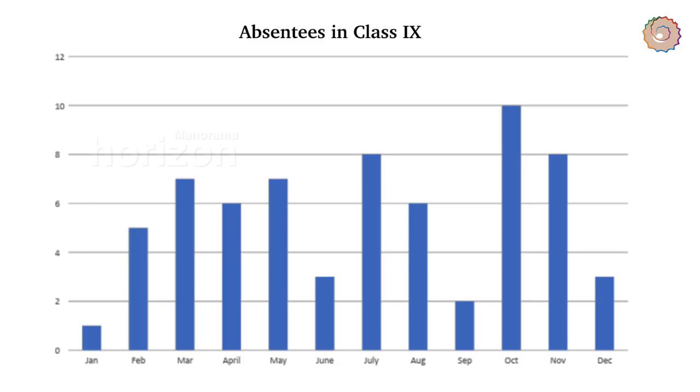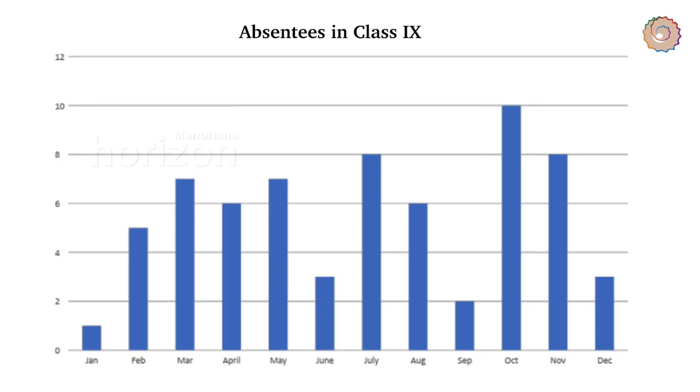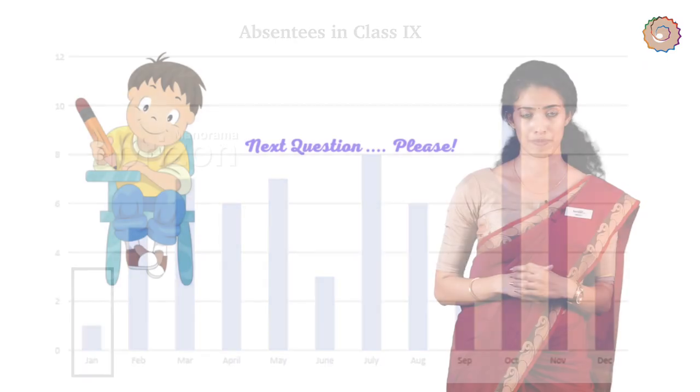In which month were the maximum number of absentees? In the graph, you see that the maximum number of absentees were in the month of October. As you see, the rectangular bar is at its maximum in that month. And in which month were the minimum number of absentees? The minimum number of absentees were in the month of January, as you see that the rectangular bar is at its minimum in that month.